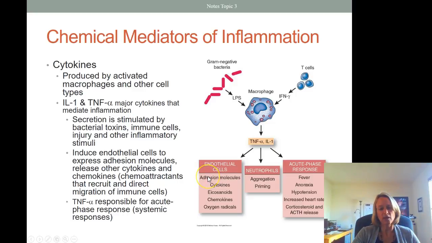That's going to help with the margination of the white blood cells. They're also going to release cytokines and chemokines to attract other immune cells to the area. TNF-alpha is also responsible for the acute phase response, or the systemic responses of fever, anorexia, hypotension, and so forth that we can see with inflammation.